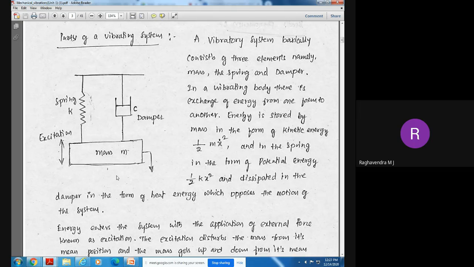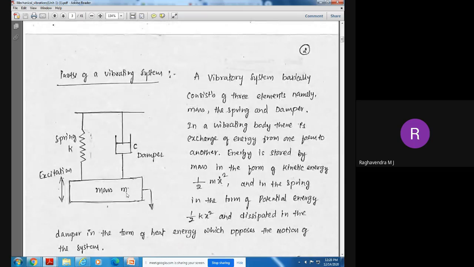So whenever energies are developed due to the vibration of this mass, energy is stored by the mass in the form of kinetic energy, half m x dot square, and in the spring in the form of potential energy, half k x square. These two energies are dissipated in the damper in the form of heat energy, which opposes the motion of the system.